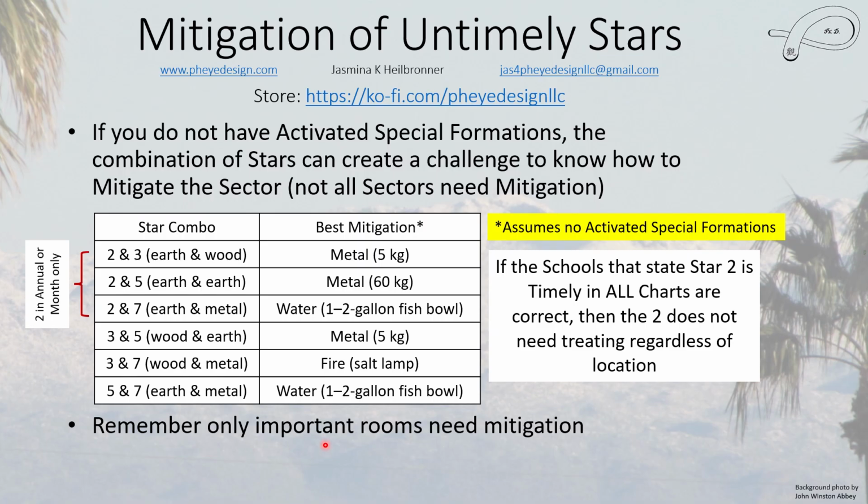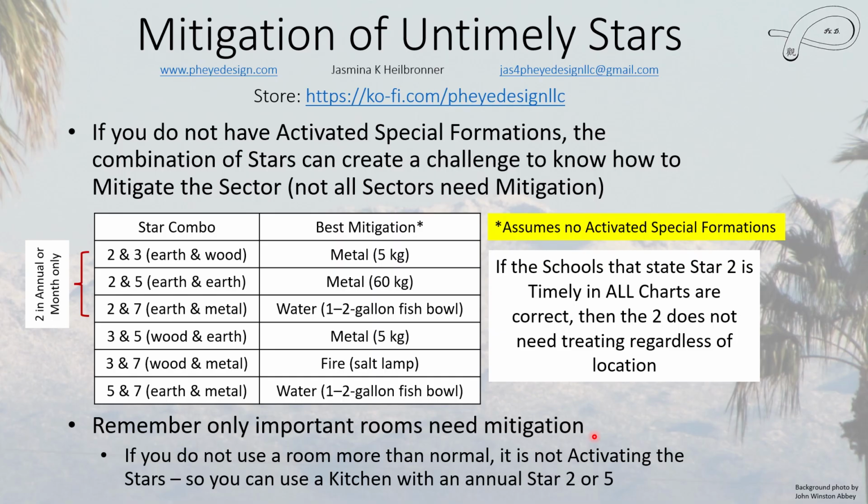Now, only important rooms need mitigation, and this is something really important. You don't want to have to do this in all your rooms, and there's no reason why you have to. There are only a handful of important rooms, and those are the ones you need to make sure you can mitigate. And also, this is a thing that is very important to understand. If you've been using a room on a regular basis, and when an annual affliction or especially the 5 yellow comes along, as long as you use that room on your regular schedule, your normal schedule, it's not activating.